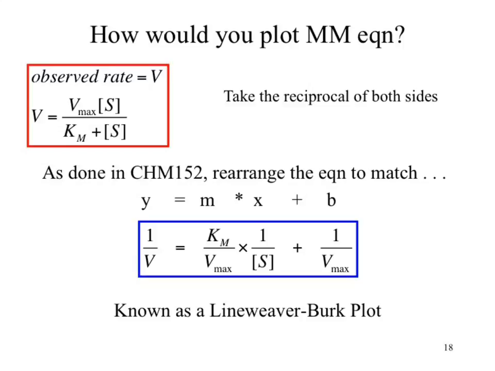I now know my y-intercept is 1 over Vmax. Boom, solved for. The slope of the line, okay, is now the relationship of Km over Vmax. But if I know Vmax, I can solve for Km. So that linear relationship allows me to solve for it very, very quickly.